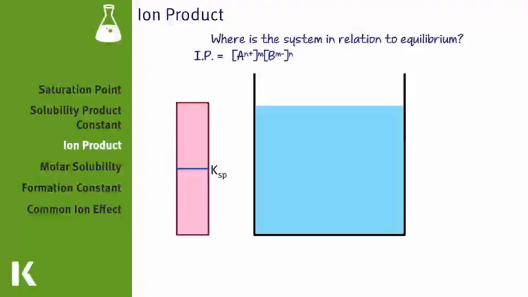The ion product gives us a snapshot picture of what this solution looks like. Ultimately, it is similar to Q from our equilibrium discussions. It just happens to have a special designation because we're dealing specifically with solubility.